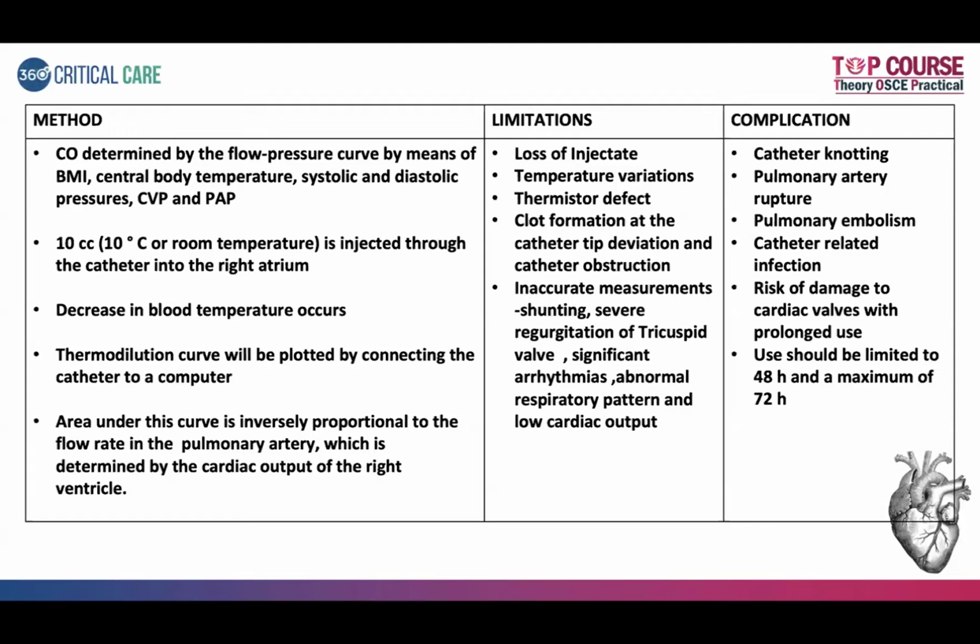What are the limitations that could happen? There could be loss of injectate, there could be temperature variations, there could be technical problems with the device, there could be vascular problems like clot formation, there could be inaccurate measurements because of valve problems or any track problems when we pass in the pulmonary catheter. And the common complications which we face are catheter related problems. There could be pulmonary artery rupture, embolism, infective catheter related problems or damage to the cardiac valves, and the use should usually be limited to 48 hours and to a maximum of 72 hours only.